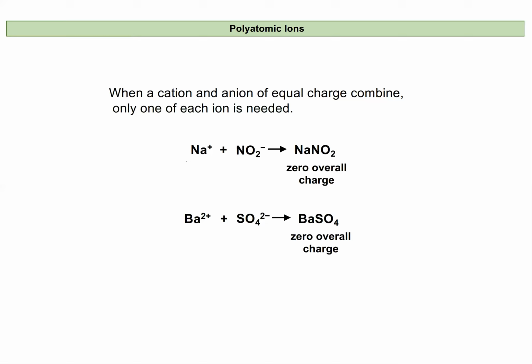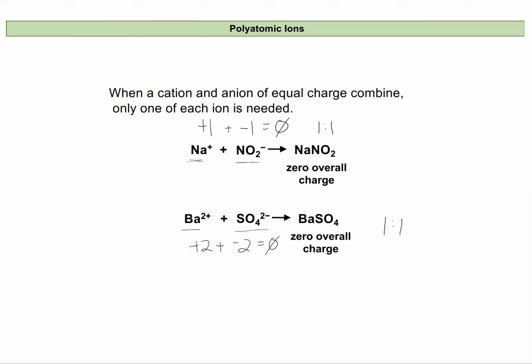So here is another example where we have a +1 and -1, where we're bringing together sodium and nitrate or nitrite. Sodium has a +1 charge, and this NO2 species has a -1 charge. So +1 plus -1 equals 0. If I combine these in a 1-to-1 ratio, I'll have an overall 0 charge. When I bring together barium and sulfate, it's the same thing. I've got a +2 plus -2. This comes out to an overall 0 charge. So I could combine these in a 1-to-1 ratio.